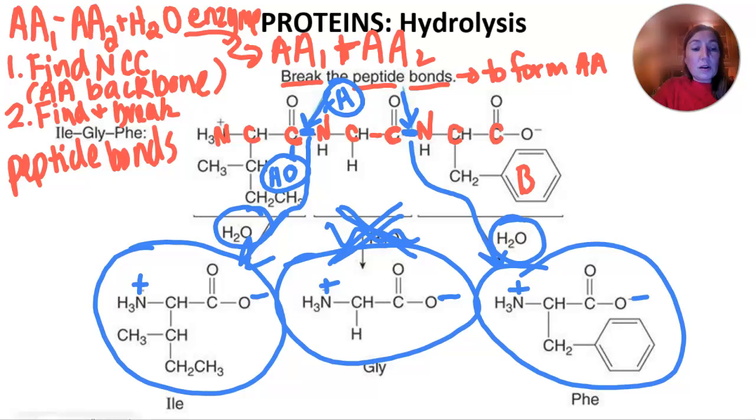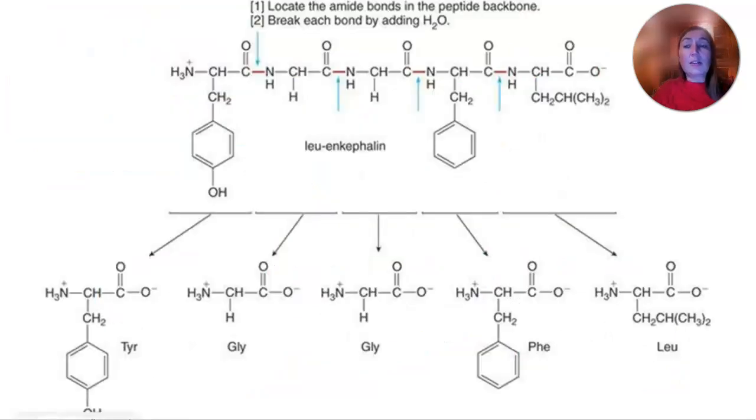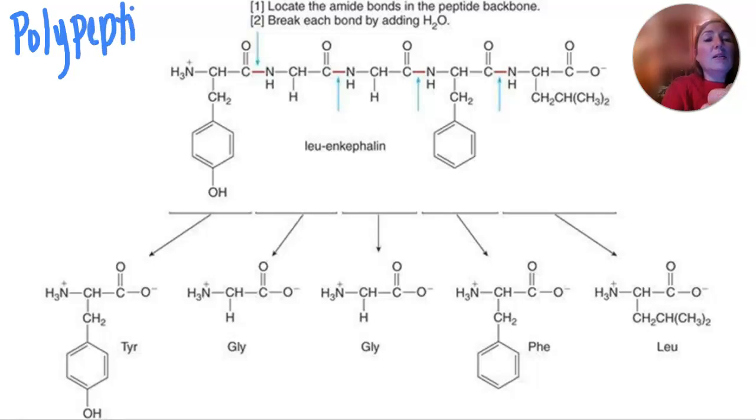Okay, so let's look at just one more example. So in this, we've got a polypeptide. Really, we're starting to look at polypeptides, where we have more than just 3 amino acids. This one actually, let's count up the amino acids together.